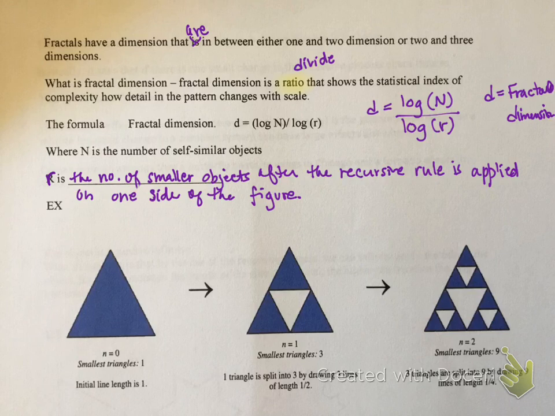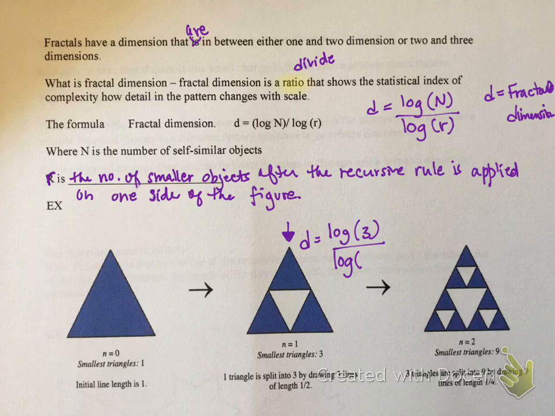So let me go back. I didn't realize I broke this up that way, but that's okay. All right, so we're going to find the fractal dimension. So let me grab a pen that is not yellow. So D equals, we're going to take the log of the number of pieces. So I'm looking at this first iteration here. So the number of triangles that I have that are solid is 3. Over the log of r, remember, the number of smaller objects after the recursive rule is applied on one side of the figure. So I'm looking at this side.